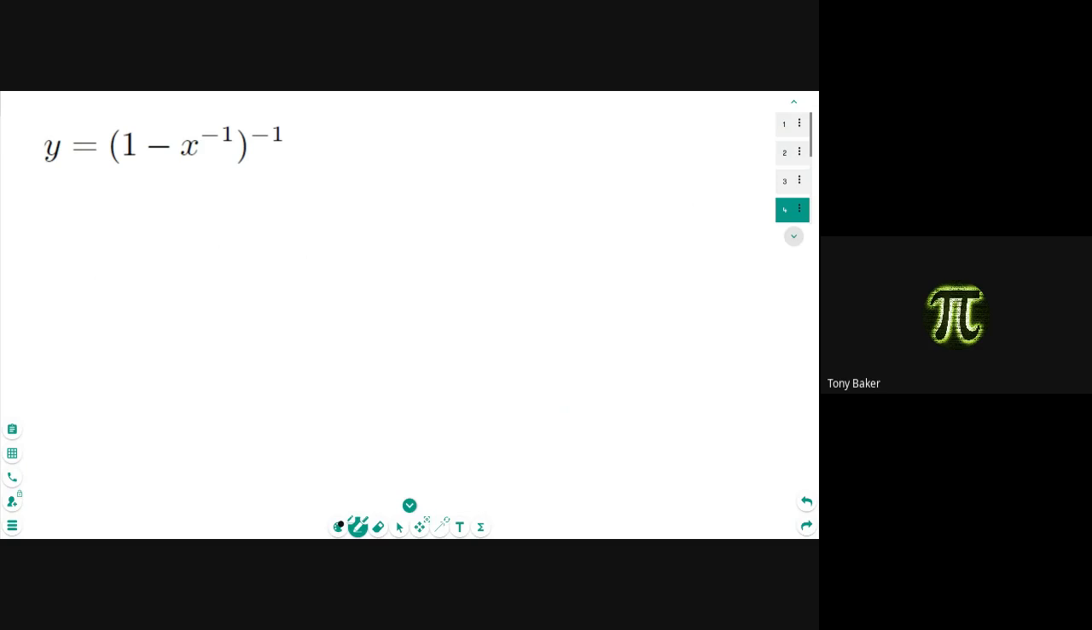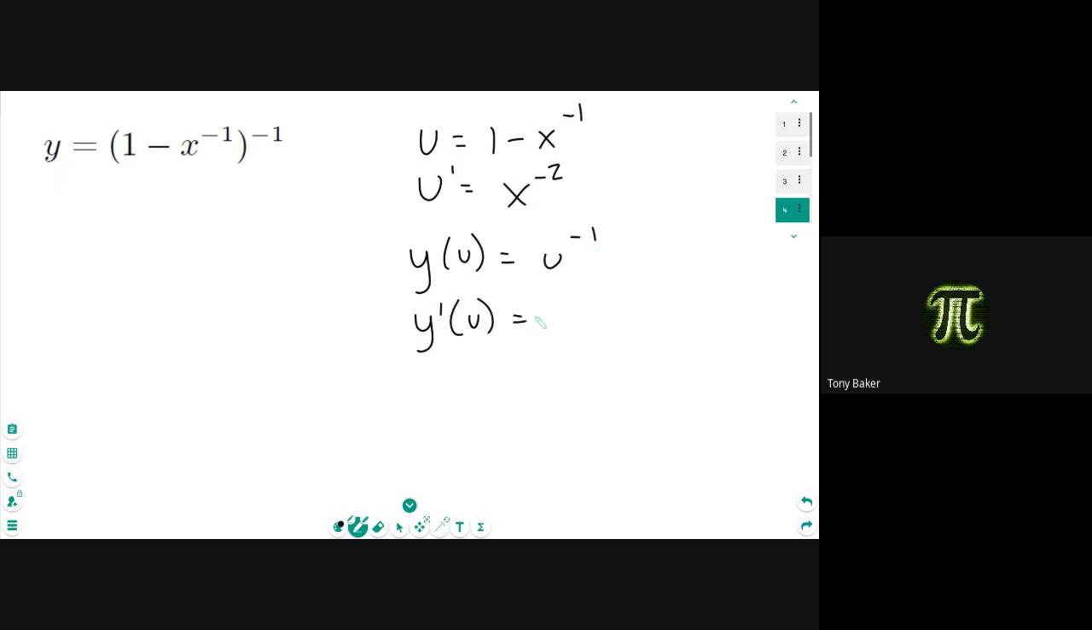Most of you got the actual chain rule correct. So u is 1 minus x to the negative 1. So u prime is x to the negative 2. And then y of u is u to the negative 1. So y prime of u is negative 1 u to the negative 2. So I have y prime is x to the negative second times negative 1. Actually, I'll just put the negative 1 out front. 1 minus x to the negative first to the negative second power.